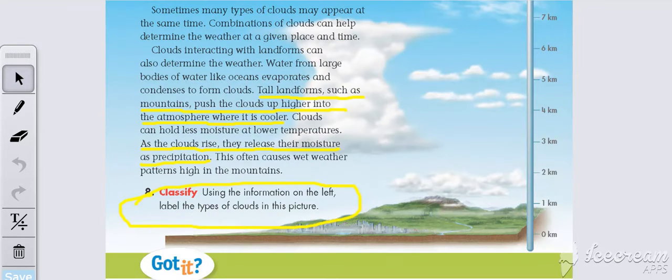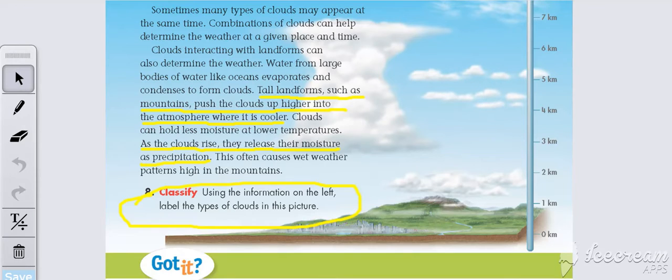And now we have a small question about the types of the cloud that exist in this picture. At the right, you have a scale from 0 kilometers till more than 7 kilometers, and you have to tell us about the type of the cloud that you see. By the way, some landforms can affect the clouds, such as mountains. They push clouds up higher into the atmosphere. Of course, it gets cooler, and then they lose moisture and turn into rain or other types of precipitation.